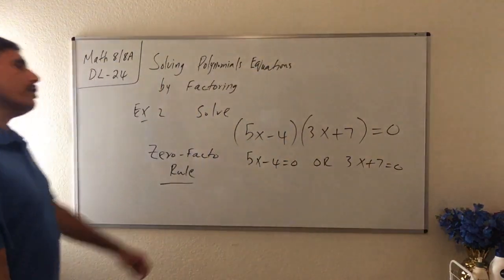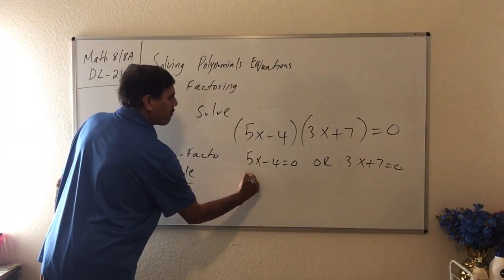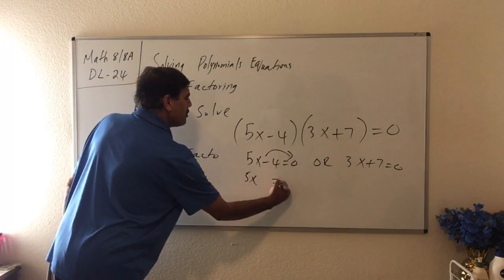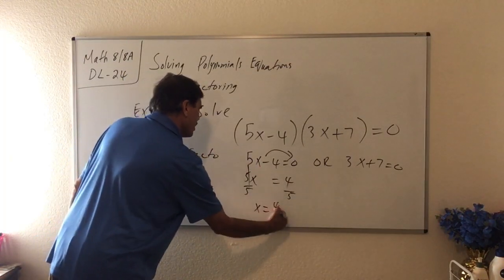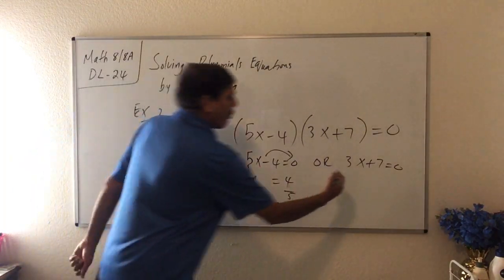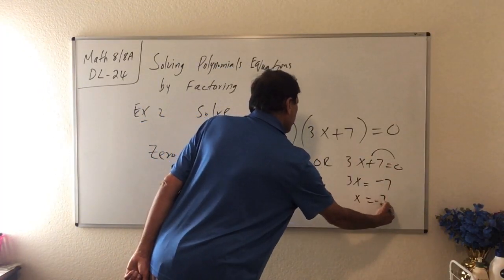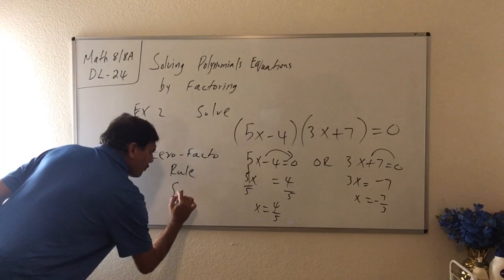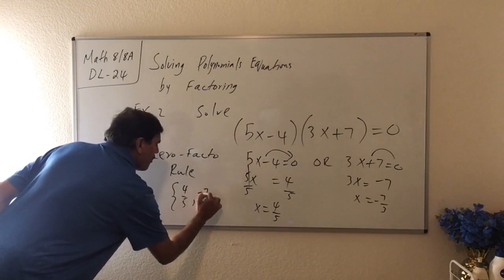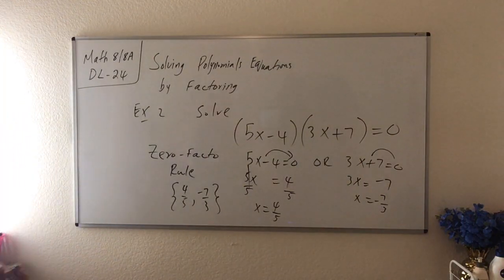So that's your two equations now. We already know how to solve using the move and divide method. What we move here is the opposite of negative 4, which becomes positive 4. Then we divide by 5. So the first solution is x = 4/5. The other one is 3x = -7, so x = -7/3. Then the solution set is written as {4/5, -7/3}. Make sure you do not use parentheses, because parentheses represent ordered pairs.